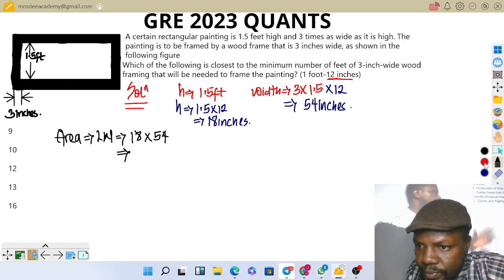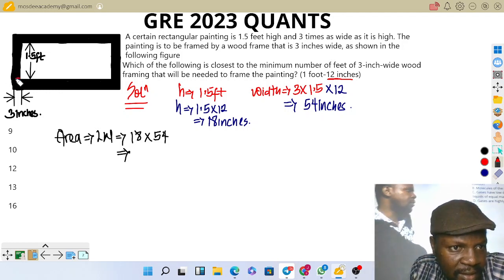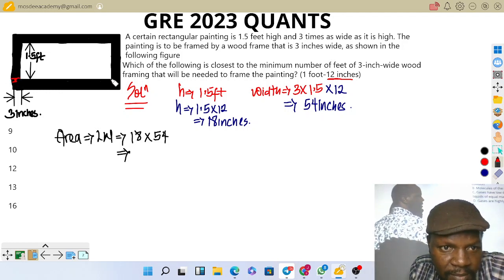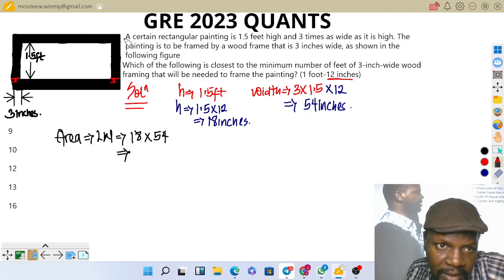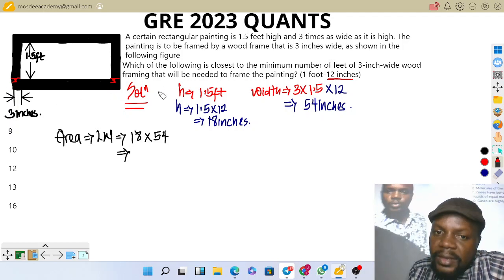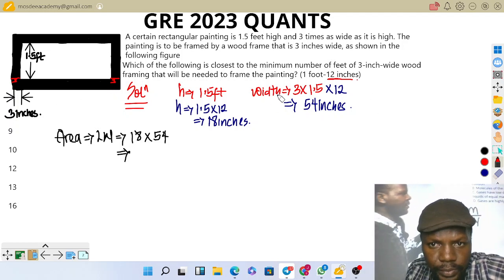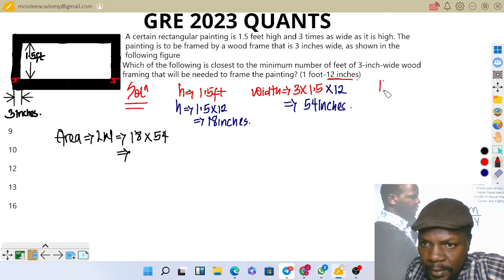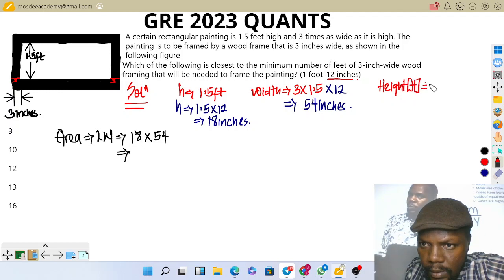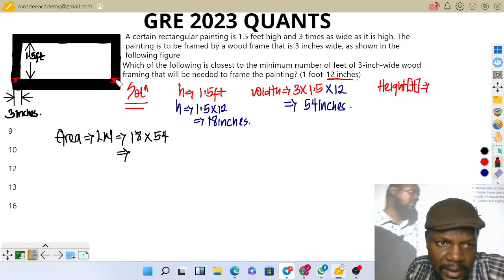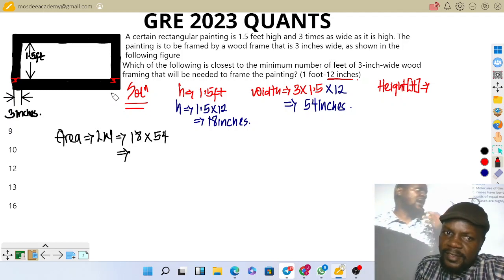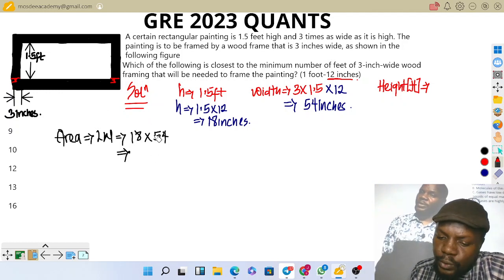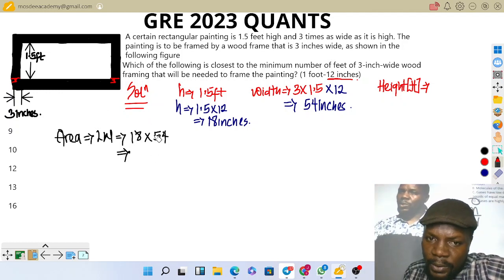Let me change. This is 3 at this side, the same 3 at this side. So the dimensions will be changing for this bigger frame, as you can see. So it will be something like this. The height for that one, let me say height 2, you have 3 plus 3, that is 6 inches. I hope you are getting this. 3 plus 3 is 6. So the 6 is going to be added to the initial value that we have in inches.